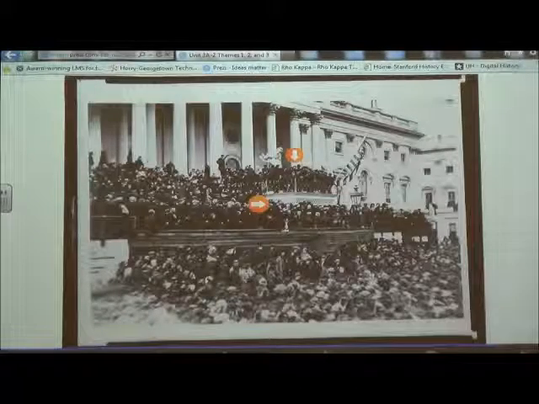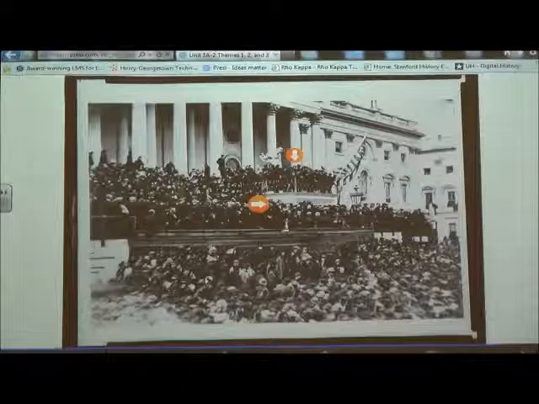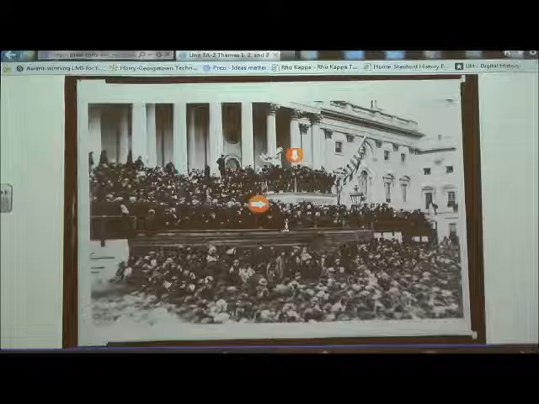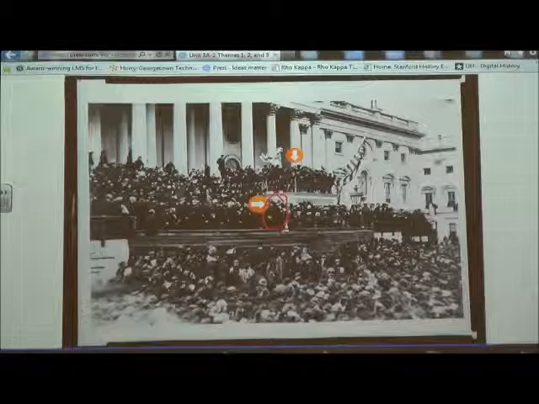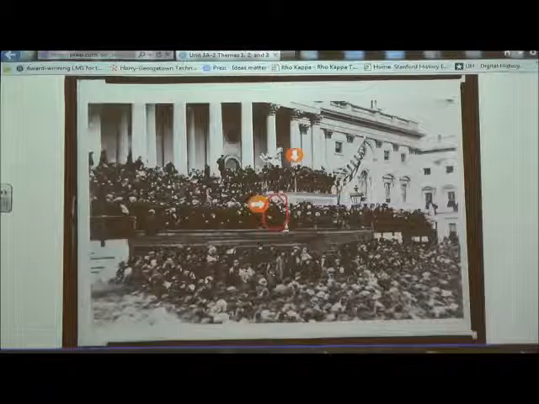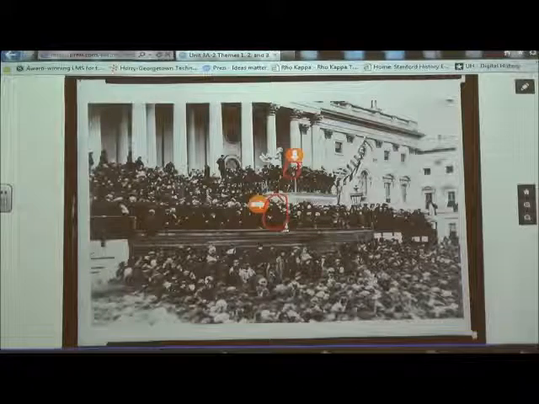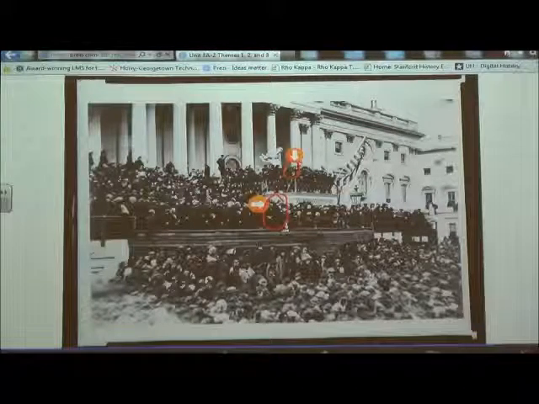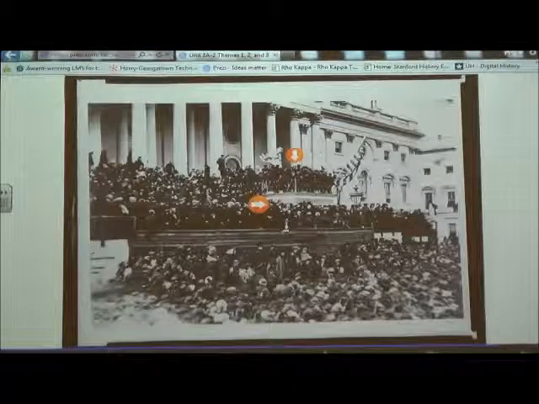Here's our second inauguration. What are the arrows pointing at? Well, this is Abraham Lincoln right here. And this is John Wilkes Booth up here, staring intently at Abraham Lincoln. John Wilkes Booth, of course, is going to be the man who assassinates Lincoln very shortly.